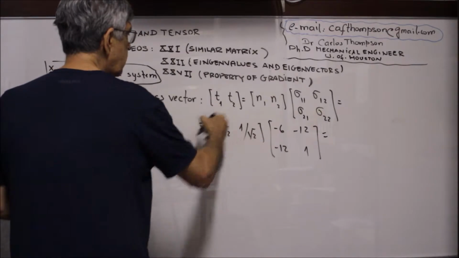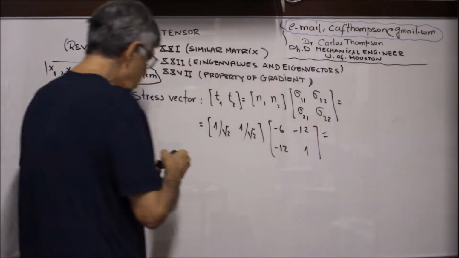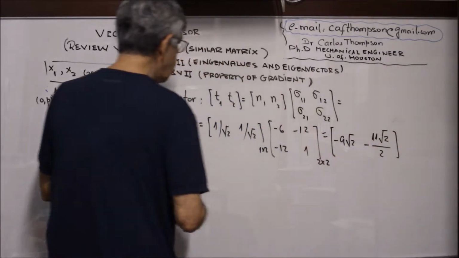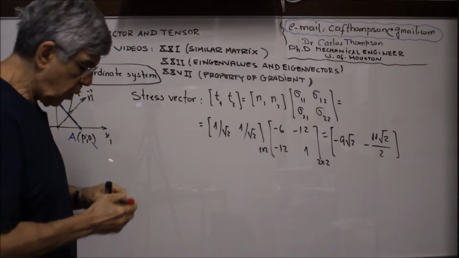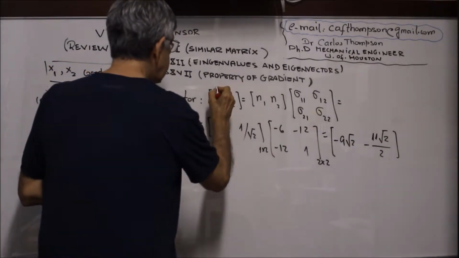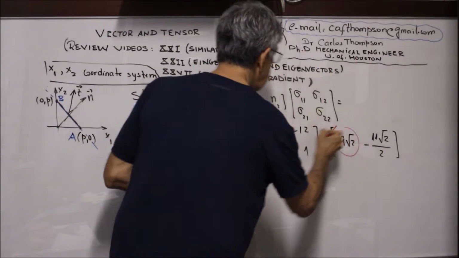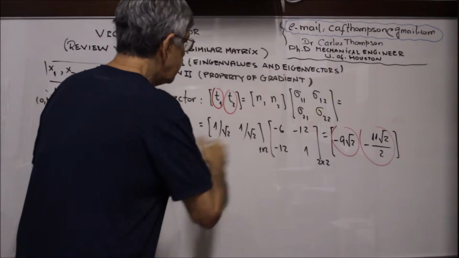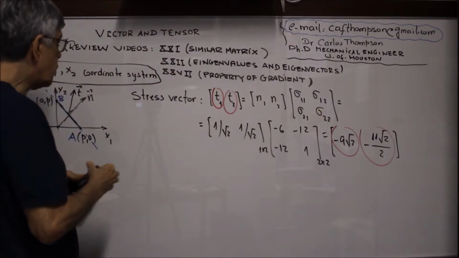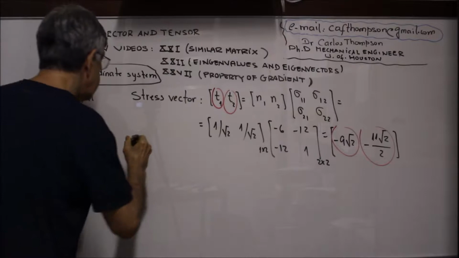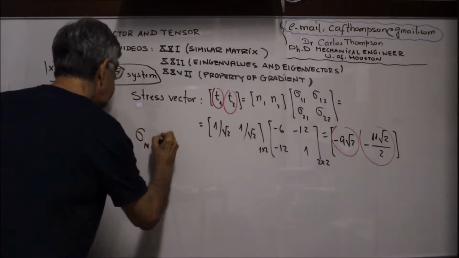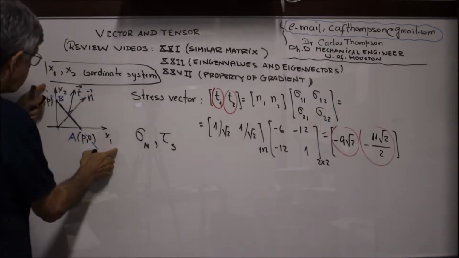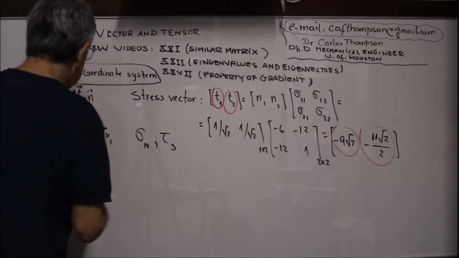Then you're going to get T1 and T2. So this will be equal to minus 9 square root of 2 over 2 for T1, and minus 11 square root of 2 over 2 for T2. This is the component T1, and this is the component T2. Let's keep this because now we are going to obtain sigma n, the normal stress, and the shear stress with respect to the x1 and x2 components.